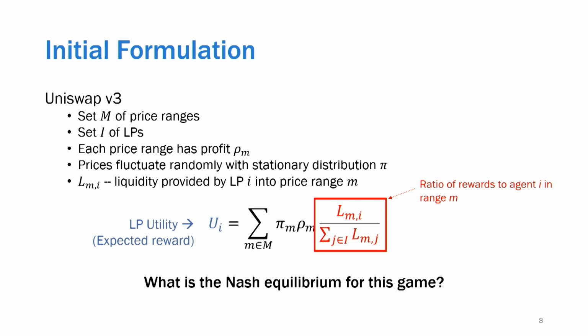So our initial question, a very basic starting point, is: what is the Nash equilibrium for this game? We can analyze it using techniques like Rosen's classical strict concavity condition, diagonal strict concavity.